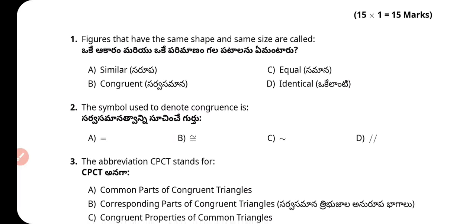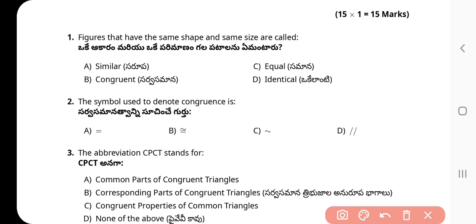Figures that have the same shape and same size are called similar, equal, congruent, identical. Which one is the right answer? Right answer is congruent. Figures matching exactly in both shape and size are defined as congruent.